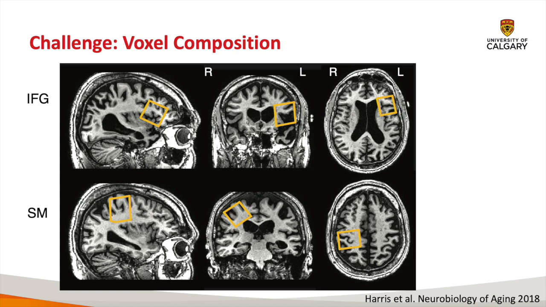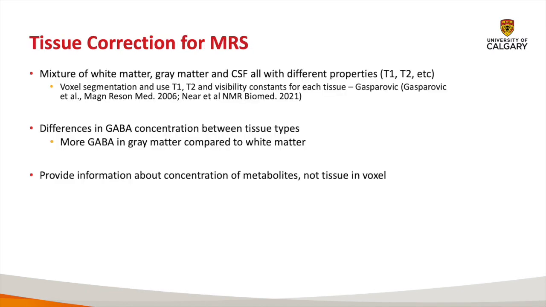I would argue with spectroscopy, we're not interested in characterizing this atrophy. There are much more sensitive and sophisticated tools to do this. We also don't want our measurements to be biased by this atrophy or impacted by underlying structural changes. We really want to get at those underlying concentrations in the tissue. So that's where tissue correction comes in.